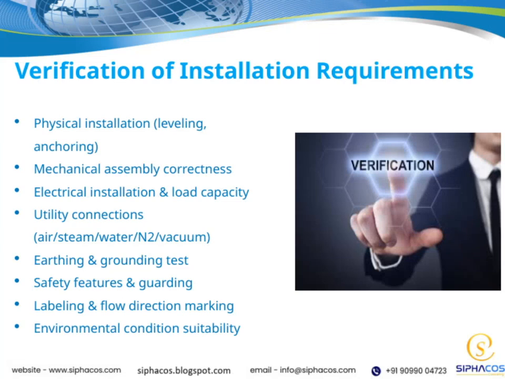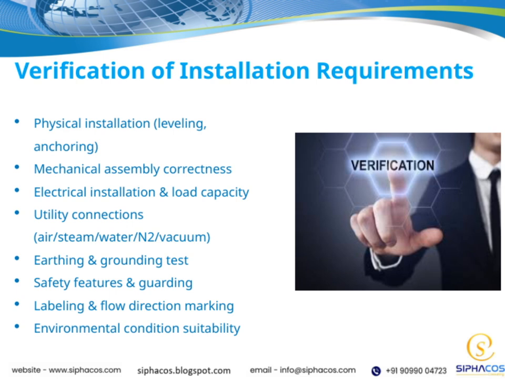Now, let's move on to the key aspects of installation that are critical for ensuring everything functions smoothly and safely. First, physical installation, including leveling and anchoring, is fundamental. Proper leveling ensures the equipment operates efficiently, while secure anchoring prevents movement or accidents during operation. Next, we need to verify the mechanical assembly correctness, making sure all components are assembled as per specifications and tightened appropriately. Electrical installation and load capacity are equally vital.